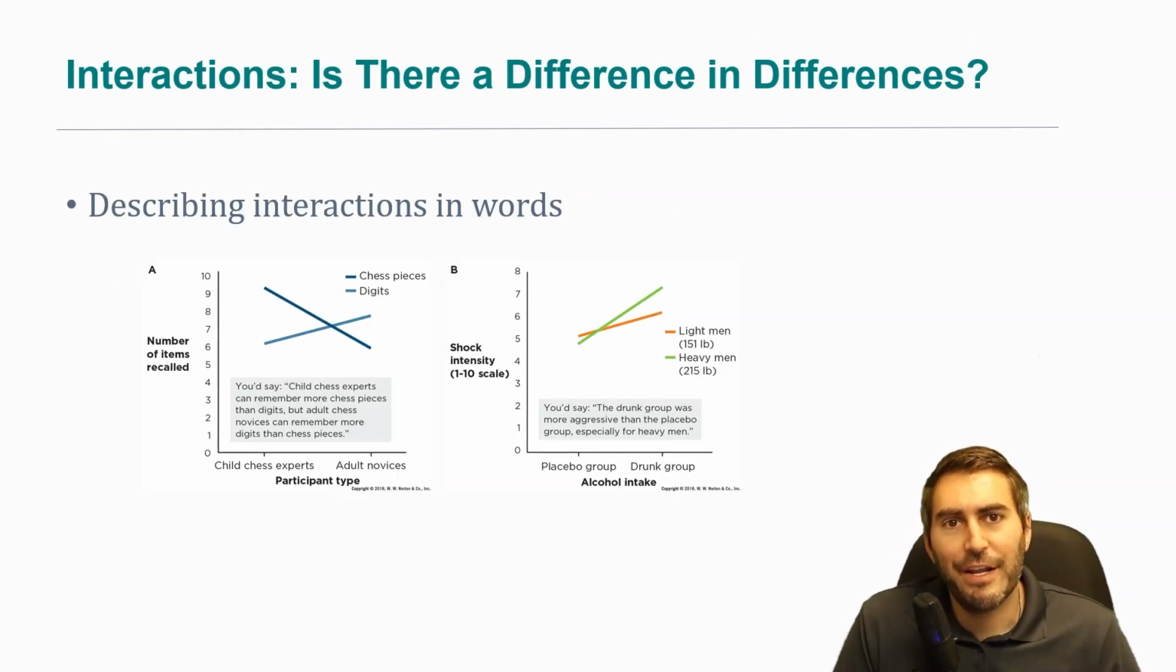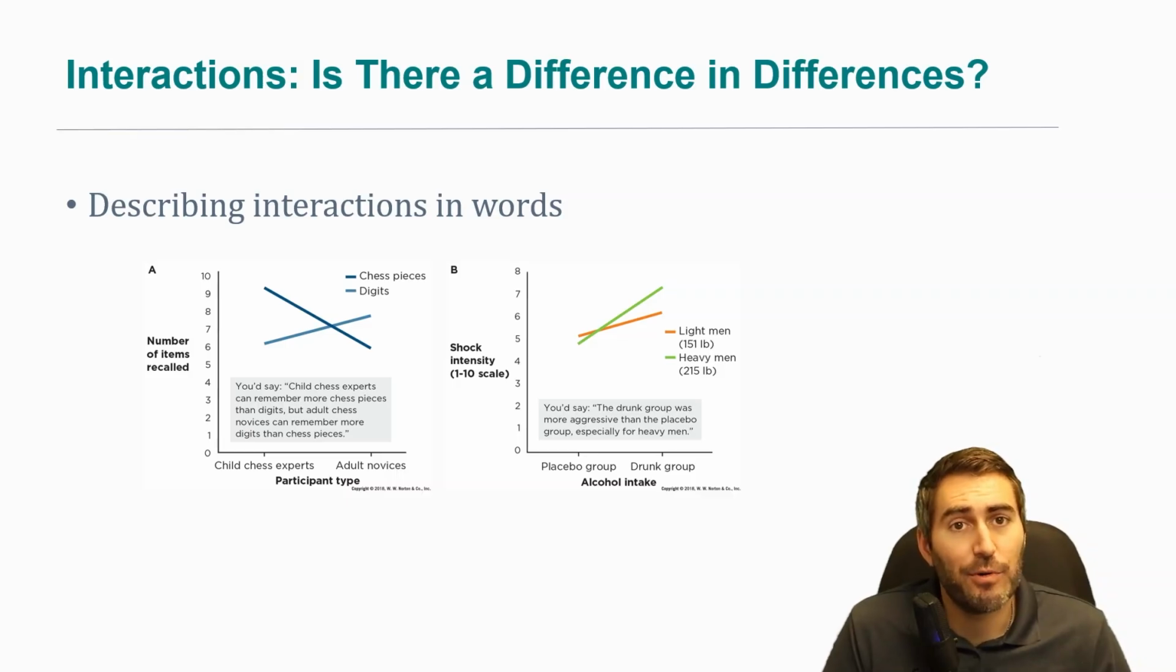When describing an interaction in words, you should start with one level of independent variable 1 and explain what is happening with independent variable 2 at that level. Then move to the next level of independent variable 1 and do that same thing. This approach is depicted in the graph and description on the left. Here you might say, child chess experts can remember more chess pieces than digits, but adult chess novices can remember more digits than chess pieces.